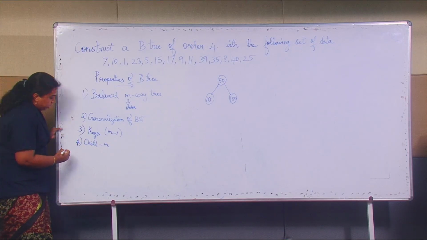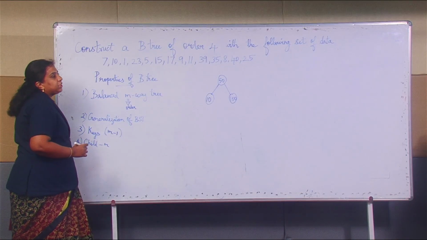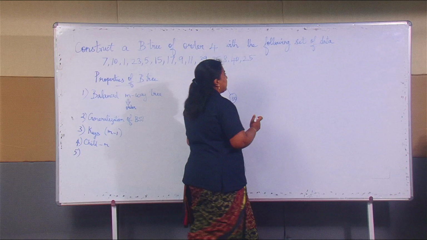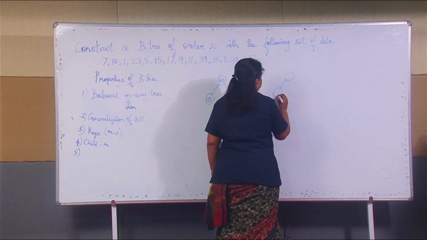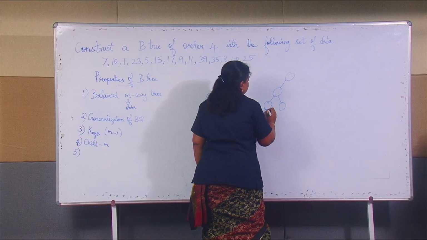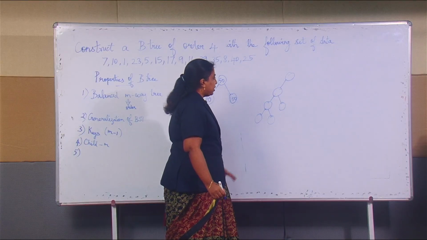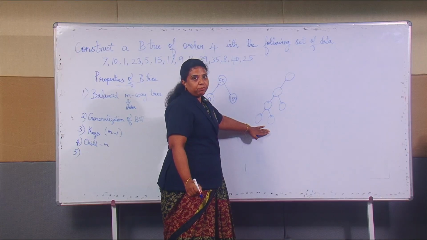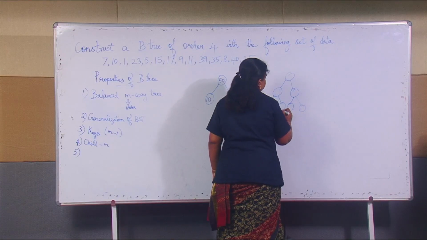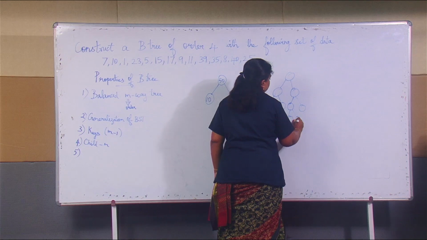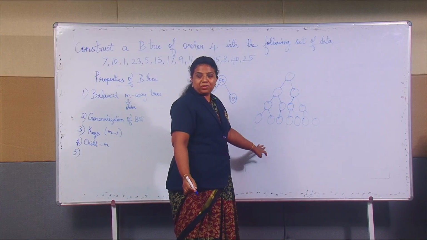Next, one important point about B tree: all the leaf nodes should be on the same level. For example, I am going to construct a tree. A normal tree can be like this, but in a B tree, you cannot have it like this. The leaf nodes should be on the same level. So the bottommost nodes should be on the same level.